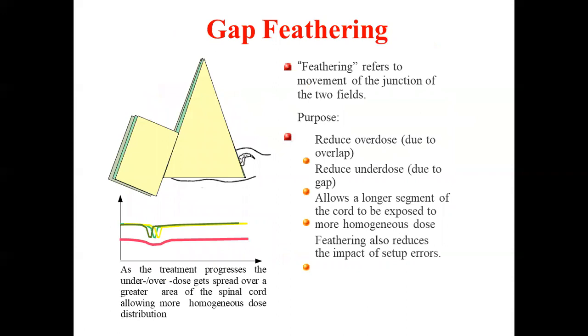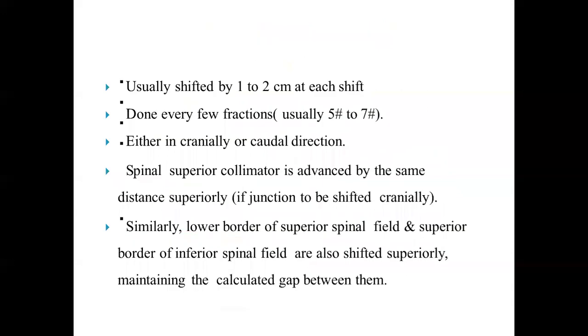Coming to the other technique, the gap feathering technique, feathering refers to the movement of the junction of two fields. The purpose of this technique is that it reduces the overdose due to the overlap and reduces the underdose due to the gap, and allows a longer segment of the cord to be exposed to a more homogeneous dose. Feathering also reduces the impact of setup errors. Usually the junction is shifted by 1 to 2 centimeters at each shift, between 5 to 7 fractions, either in the cranial direction or caudal direction. In this technique, the spinal superior collimator is advanced by the same distance superiorly if the junction is to be shifted cranially.